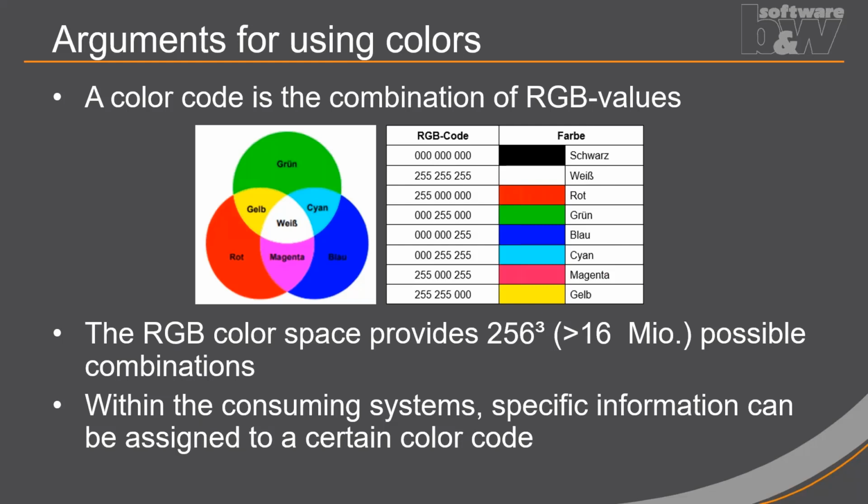What is a color? A color within the RGB red, green, blue color space is a combination of three values, the red, green, and blue part. So you see here, the labels of the colors are German, of course, but I think you can also understand that. And you see that the RGB color space provides more than 16 million possible combinations of color codes. So this color code can be used to assign specific amount of data or information to this within the consuming systems.